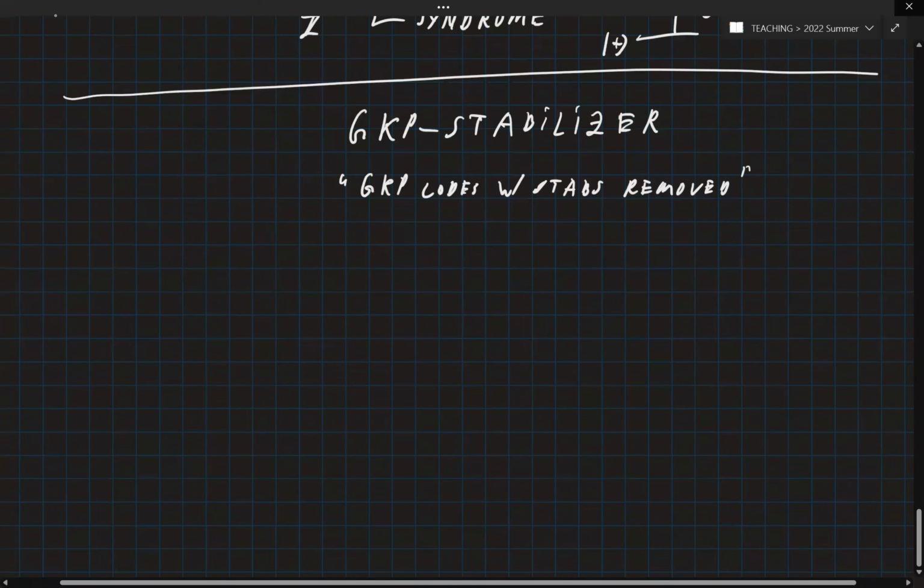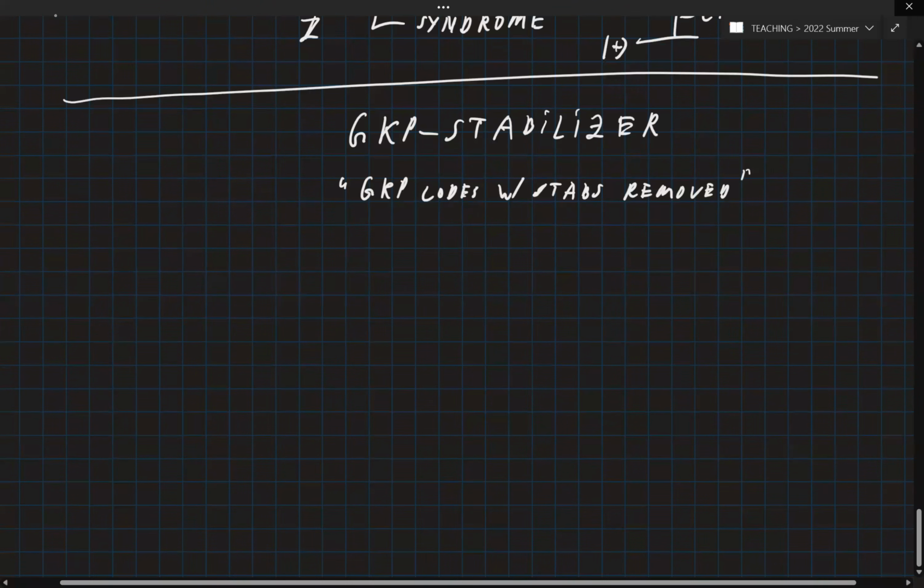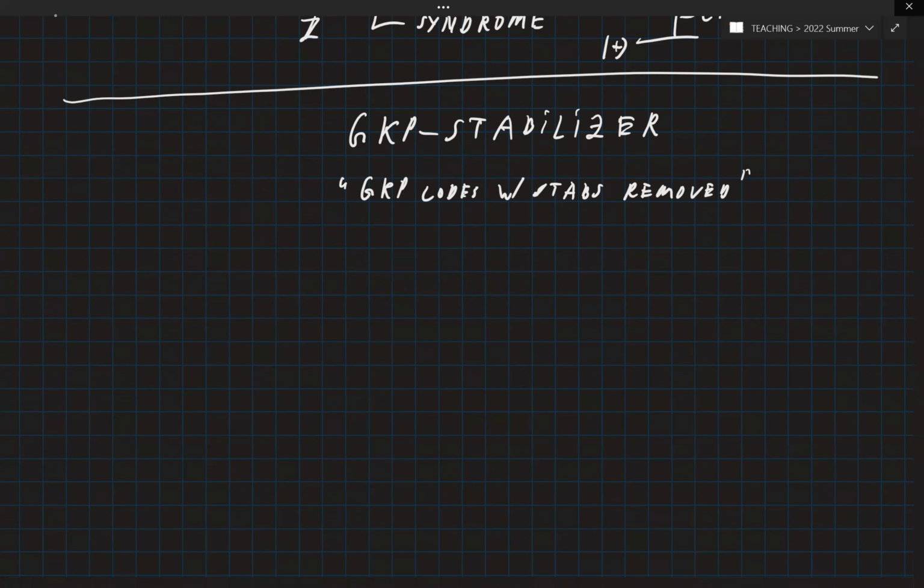And this maintains some of the protection that we saw with GKP codes, namely protection against sufficiently small displacements, but it allows you to do so for an infinite dimensional logical space. So let's consider again a simple example.